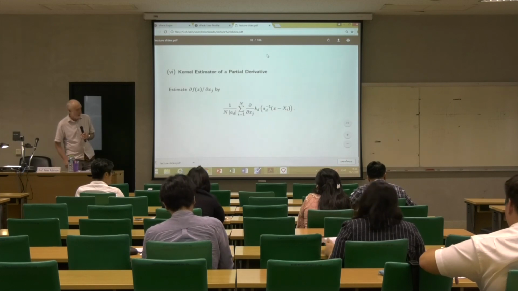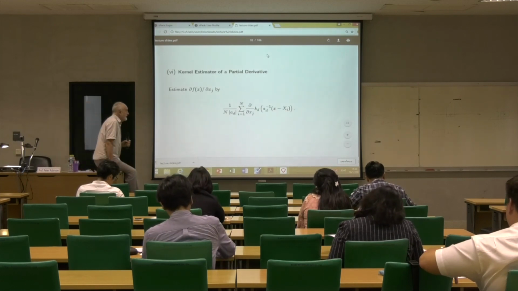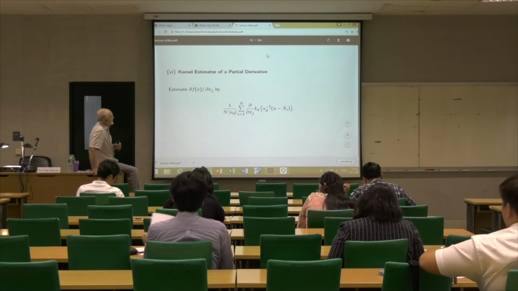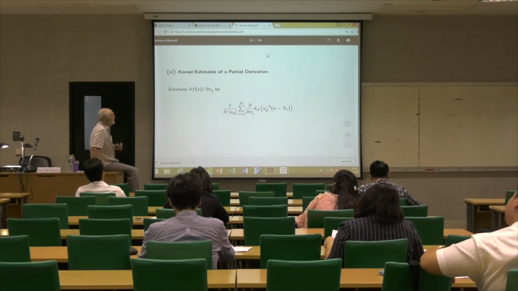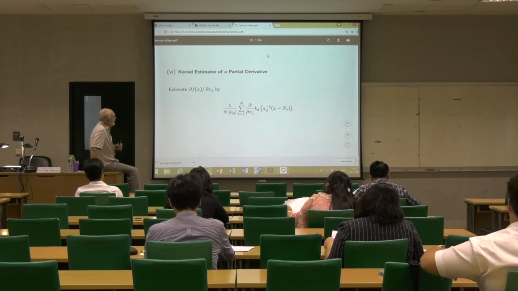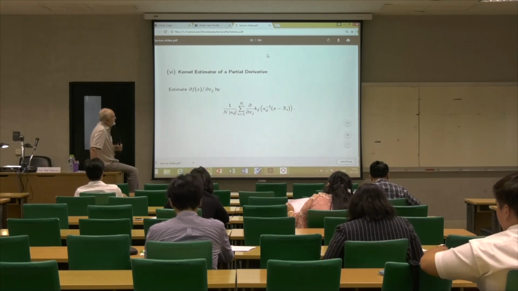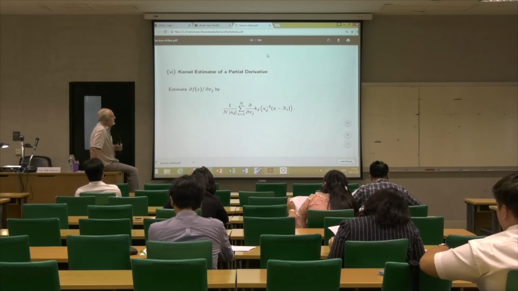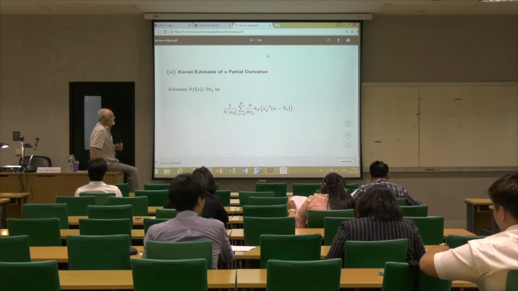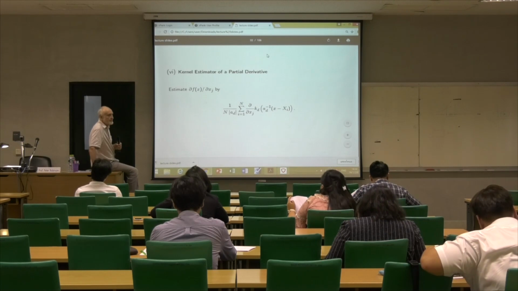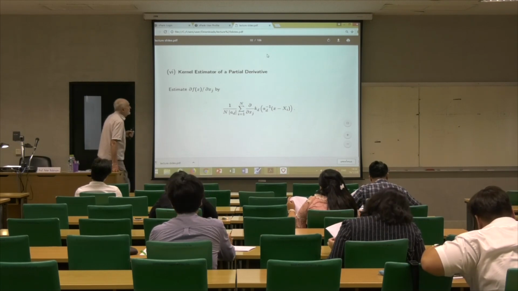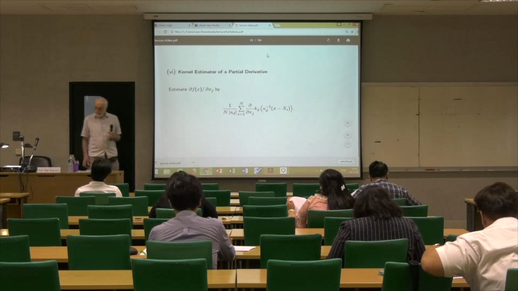And, well, I mentioned the vector case. I'll just state, without much discussion, how you'd estimate a partial derivative when you've got a vector. We go back to our definition of the joint multivariate probability density, and we can obviously partially differentiate that so long as it's smooth enough.